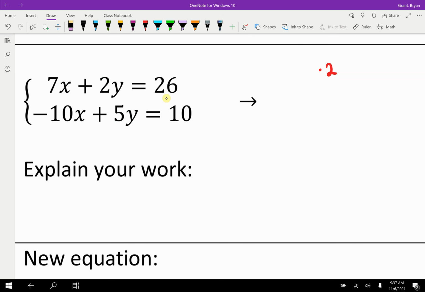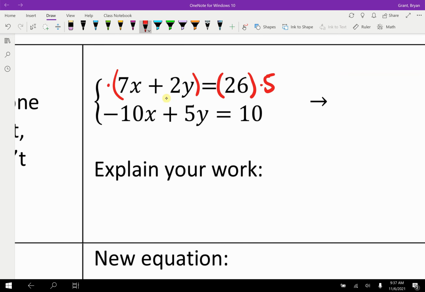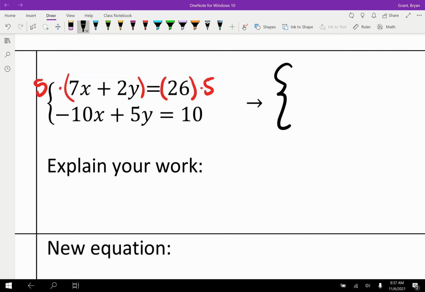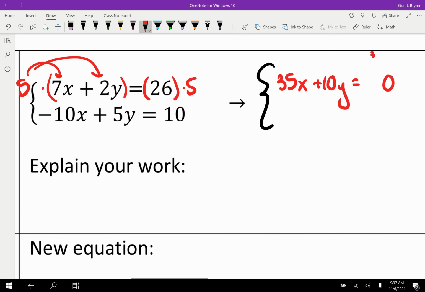So let's see what happens over here. I'm going to make 5y and 2y into the same value. And I'll start with the top one. I'm going to multiply the top by 5. We'll do it one piece at a time here. So the top, when we distribute that 5, is going to become 35x plus 10y equals, let's see, 5 times 6 is 30, carry the 3, 5 times 2 is 10, plus 3 more is 13.